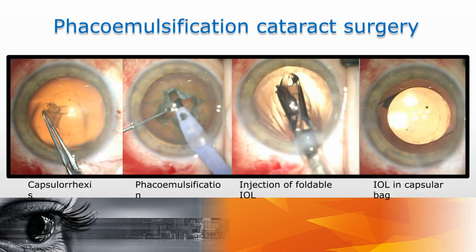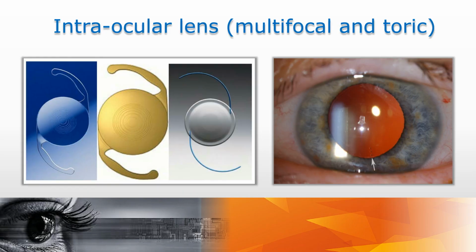Phacoemulsification is a surgical technique for cataract removal. It involves capsulorhexis, phacoemulsification of the lens, and then the injection and placement of a foldable intraocular lens in the capsular bag. Intraocular lenses can be multifocal to correct vision at various distances, or toric to correct for astigmatism.